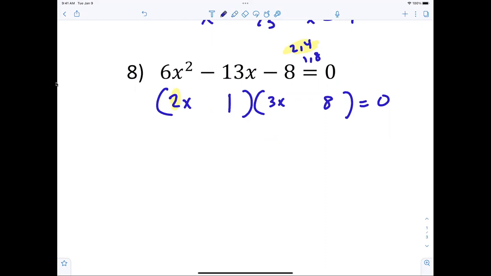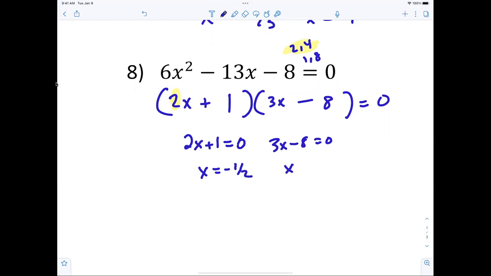You see that now, right? So now this would be negative and that would be positive. So we have 2x plus 1 equals 0, 3x minus 8 equals 0. So x equals -1/2 and x equals 8/3. Everybody should be able to go from here to here relatively quickly. All right. So those are the two factoring problems. Anybody have any issues with that now?